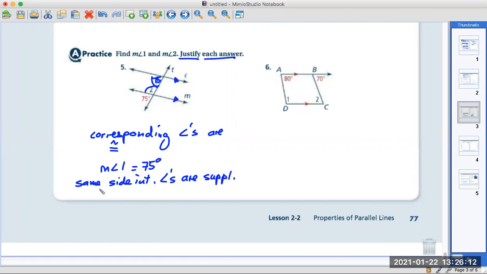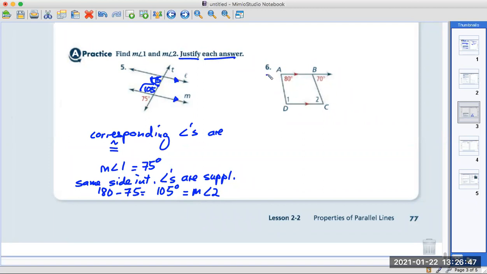I'll shorten it. So we have 180 minus 75 is 105 degrees equals measure angle 2. So this one here is 105. And this is 75. Notice supplementary sum is 180. Okay, over here, this is a scenario where you have two transversals.